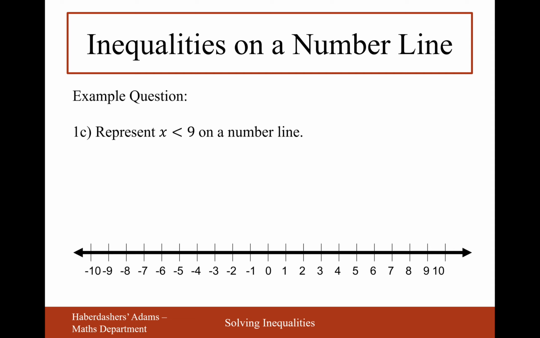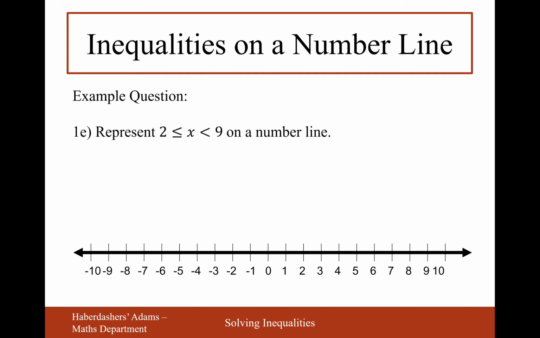Moving on to the next one, x is less than 9, so a circle that's not filled in at 9, and then downwards because it needs to be less than. Moving on to the next one, minus 5, circle with it coloured in, and then we want it to be less than minus 5, so it would point that way.